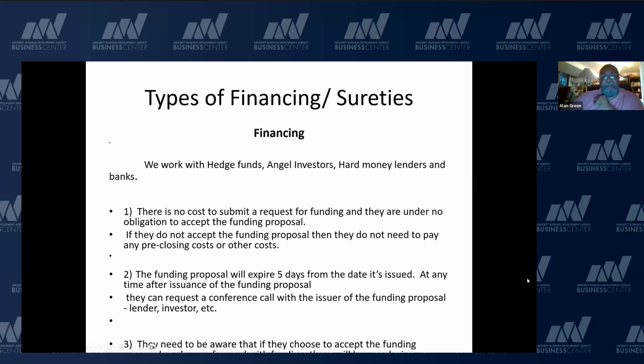Again, we work with hedge funds, angel investors, hard money lenders, and also banks. When we're talking about hard money lenders, I try to steer individuals away from them because most times you immediately have to start paying that money back. There's no cost to submit for funding or for bonding. All of that paperwork is free. All you have to do is fill out the paperwork.